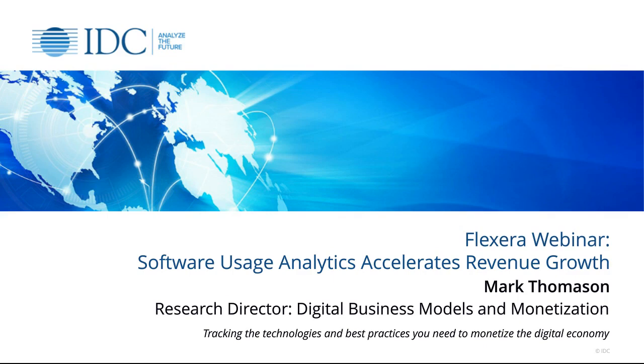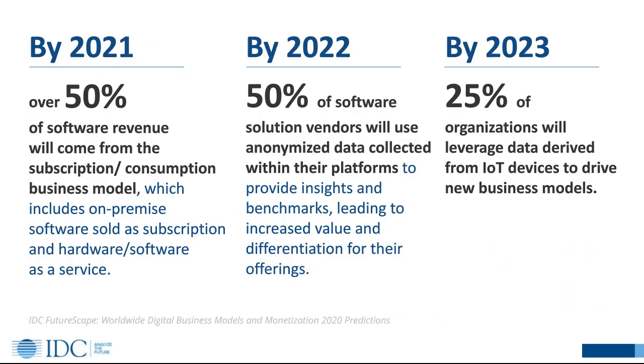So my tagline at the bottom is tracking the technologies and best practices that you need to monetize the digital technology. Once a year, IDC gets together, a bunch of us analysts, and we create these documents called Futurescapes, and they have 10 predictions in there. And here's 3 of them that are in the latest version that was out in October of last year. The first one's by 2021, over 50% of software revenue is going to come from the subscription and consumption business model. And the next couple slides, we're going to drill into that.